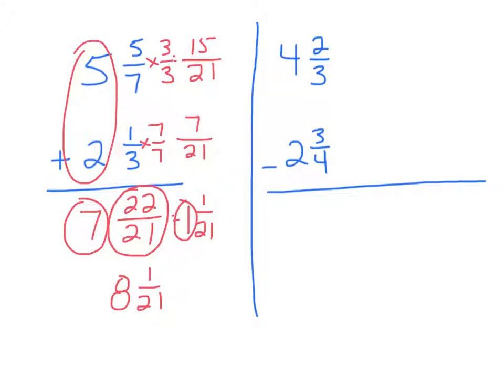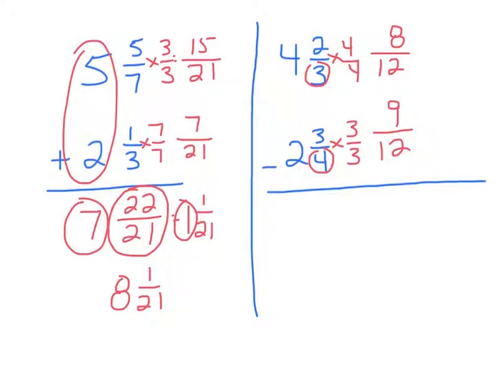For the other problem, I am subtracting, and I have thirds and fourths. So I'm going to use a common denominator this time of 12. If I multiply the top one by 4 over 4, I get 8 twelfths. If I multiply the bottom one by 3 over 3, I get 9 twelfths. And now this presents somewhat of a problem. I want to take 8 twelfths, subtract 9 twelfths, but I can't take 9 from 8. So I'm going to have to go through and do some regrouping.